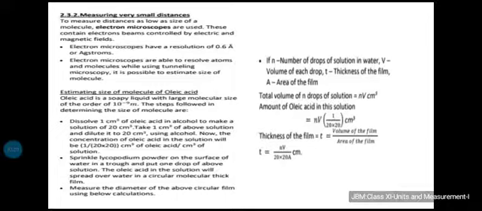These contain electron beams controlled by electric and magnetic fields. So electron microscopes have a resolution of 0.6 angstrom, and they are able to resolve atoms and molecules while using tunneling microscopy. So it is possible to estimate the size of a molecule. But right now we will discuss a very simple method that will give us some idea regarding how to estimate the size of a molecule.